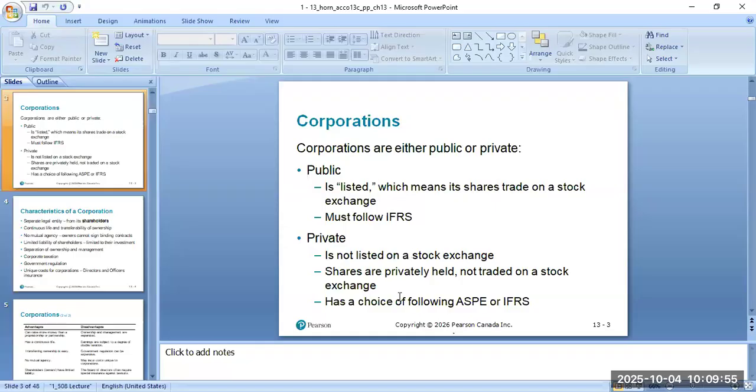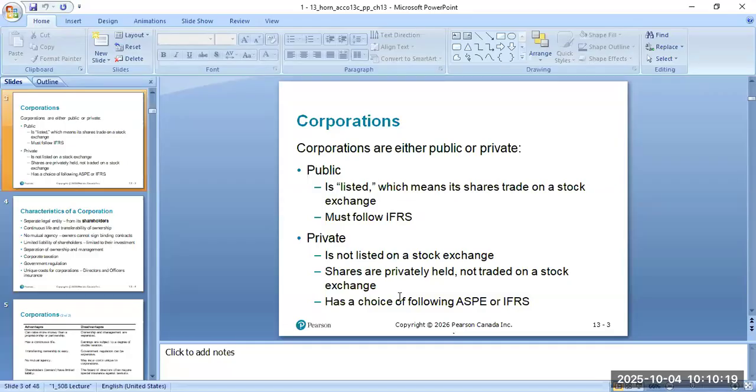Now, since they're not traded on the stock exchange, they don't need to follow international financial reporting standards. Only if they want to, they have a choice to follow them. But in reality, they won't follow those. They want something very simple. Why? Because my only user can be myself.